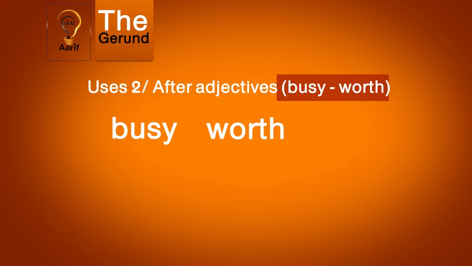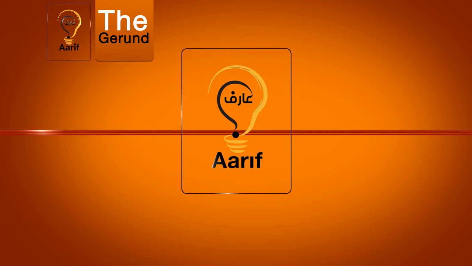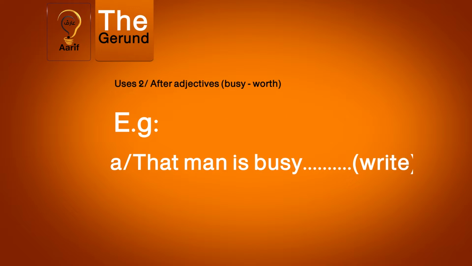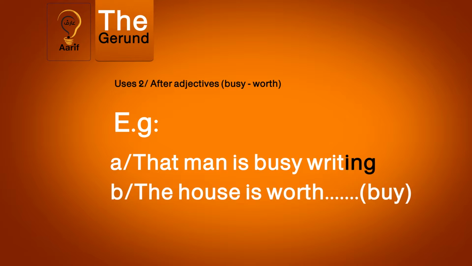Only these two adjectives. For example, that man is busy, dots, write. It becomes writing. Also, second example, the house is worth, dots, buy. It becomes buying. It means that house is worth buying. Instead of buy, buying becomes a noun. This is the second use of the gerund.